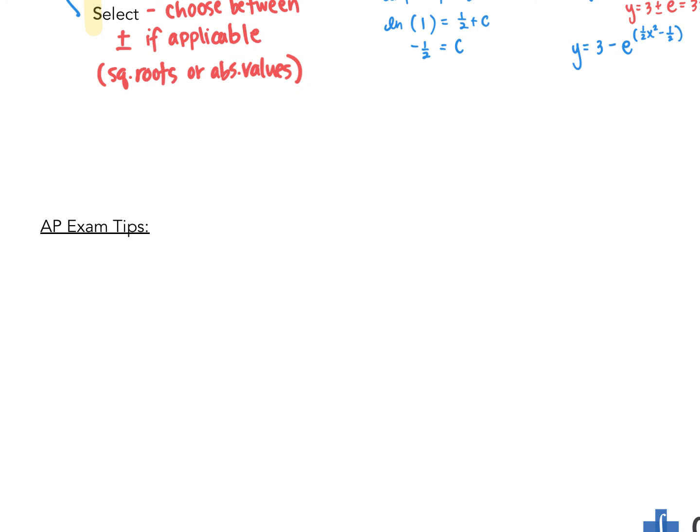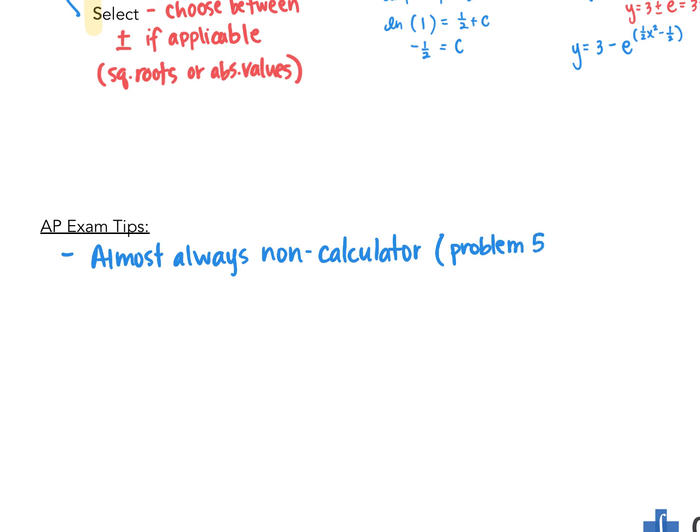All right, some AP exam tips. These separate and integrate questions almost always are going to be non-calculator. So that means it's toward the end of the test, like problem 5 or problem 6. So your first 2 FRQs are going to be with a calculator, and then the next 4 are going to be without. And these separate and integrate ones almost always come up on the non-calculator section.